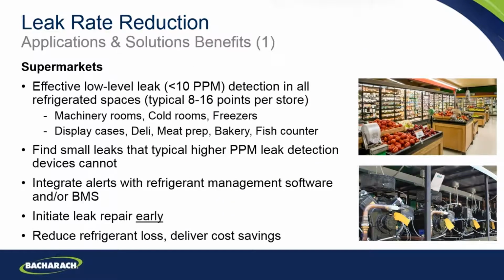So within supermarkets, effective low-level leak detection, and really there we're talking sub 10 parts per million, can be achieved in all refrigerated spaces. So that can include machinery rooms, cold rooms, freezers, display cases, delicatessens, meat preparation areas, bakeries, fish counters, anywhere that is refrigerated within the facility. And it will allow finding small leaks that typical higher part per million leak detection devices simply can't find.